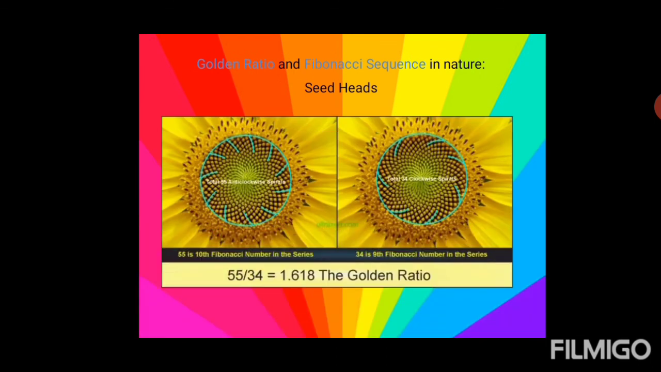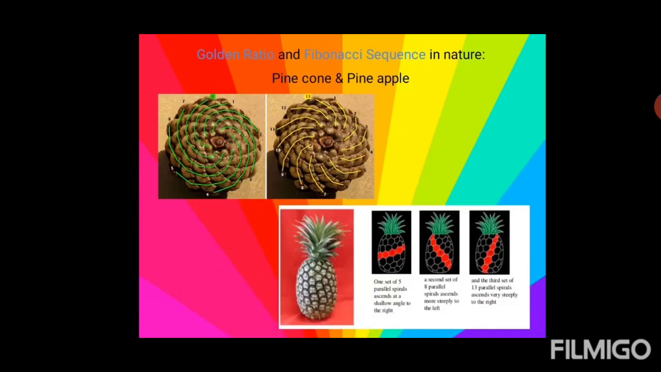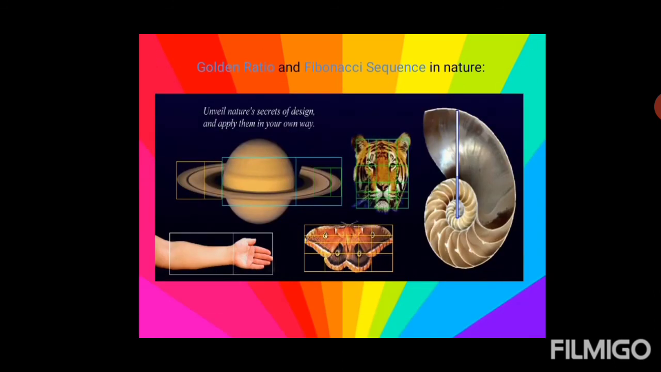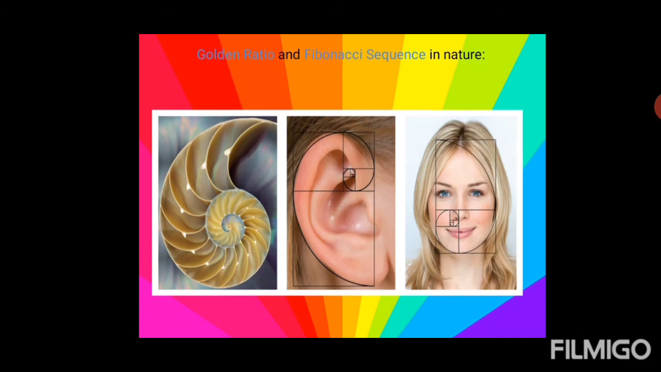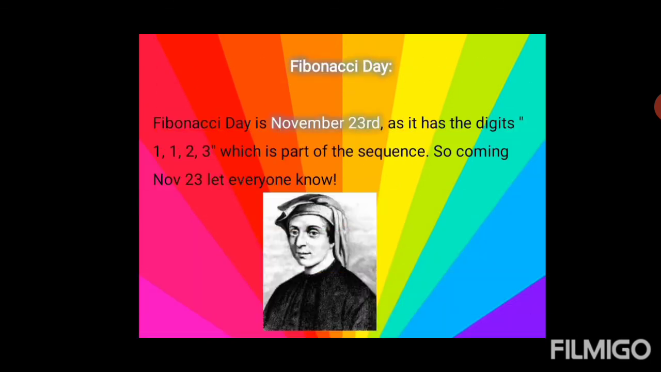Then seed heads. Sunflower seed heads. 55 is the 10th Fibonacci number. 34 is the 9th Fibonacci number. We divide 55 by 34, we get the golden ratio. It's the same as the pine cone and pineapple also. Many of the things in nature represent the golden ratio or Fibonacci sequence. Shell, tiger, butterfly, satin, hand, human ear, human face, all of them represent the Fibonacci ratio or golden ratio.